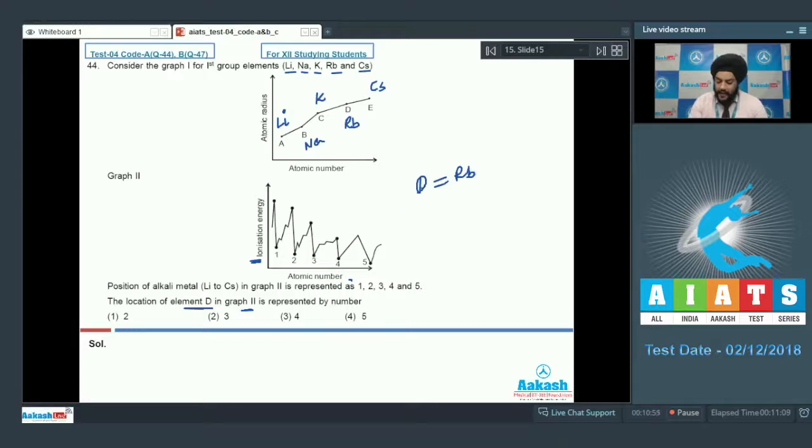And if we talk about the variation of the ionization energy with atomic number, students, this periodic property also has a smooth decrement down the group for the alkali metals. So students, the element represented by 1 will be Li, 2 will be Na, 3 will be K, 4 will be Rb and 5 will be Cs. So the correct matching of D from graph 1 in graph 2 should be equal to 4. So the element rubidium is represented by D in graph 1 and by the number 4 in graph 2. So students, we have to mark option 3 as the correct answer to question number 44.